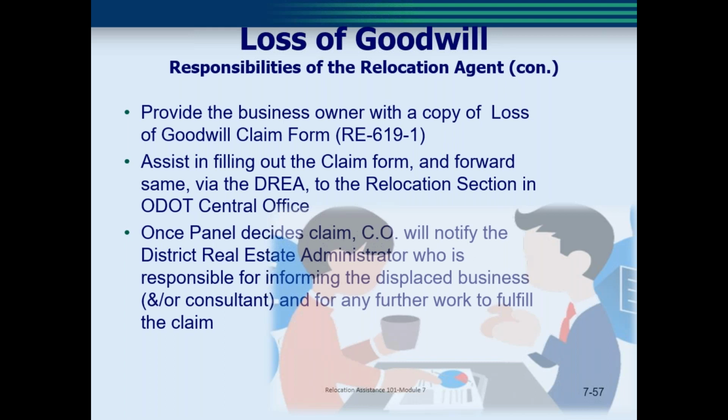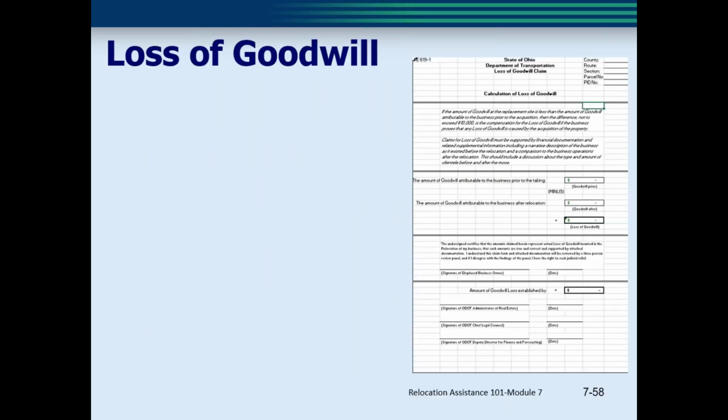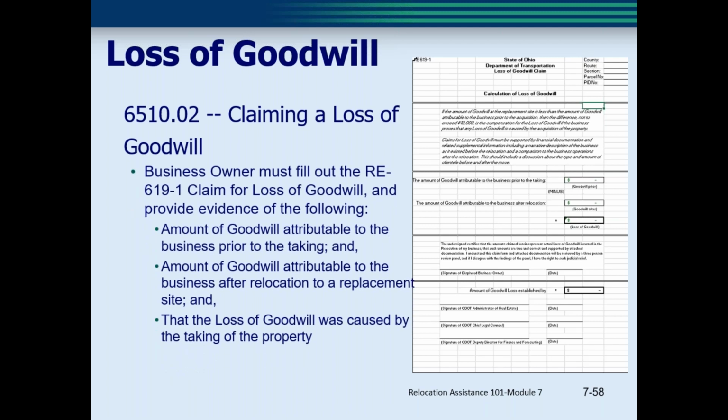So in submitting the 619-1 claim for loss of goodwill, the owner must provide evidence of the following. He's got to show the amount of goodwill that is attributable to the business prior to the taking. He's got to show the amount that is attributable to the business after the relocation to the replacement site. And by law, all loss of goodwill claims are capped at $10,000.